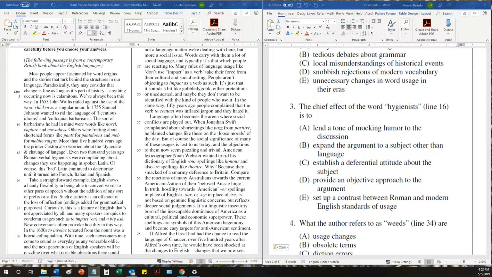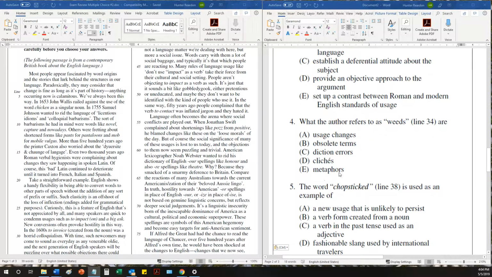So E is wrong because the author is using Roman hygienists as a centuries-old example of the same major point, that language changes are something people don't like, and that doesn't make any sense, right? People don't like language change like it's normal, and it's just part of languages. That's what they do. They change. All right.